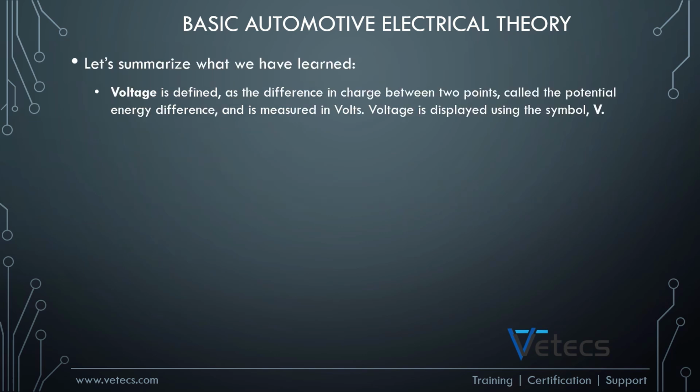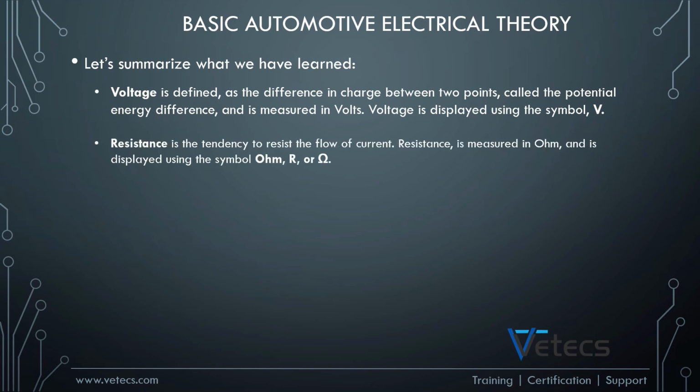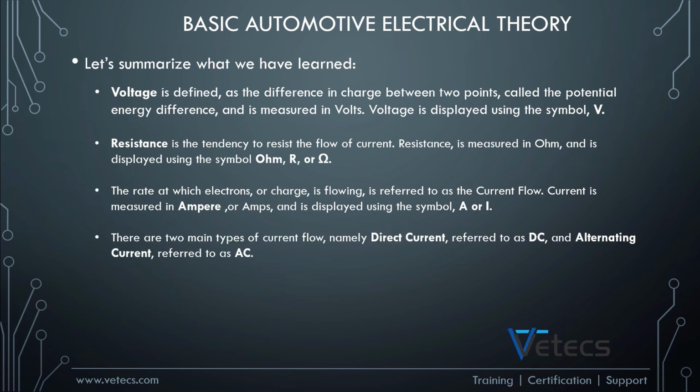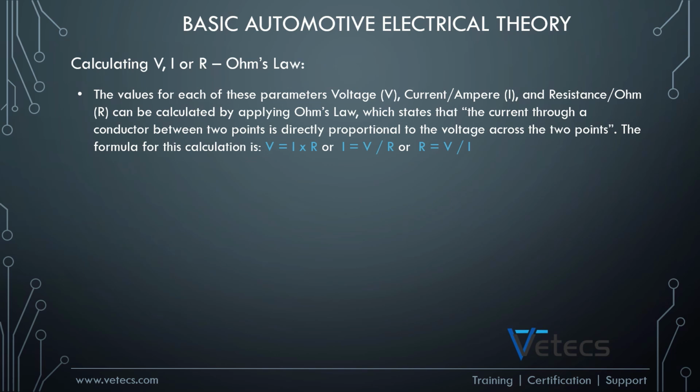Let's summarize what we have learned. Voltage is defined as the difference in charge between 2 points, called the potential energy difference, and is measured in volts. Voltage is displayed using the symbol V. Resistance is the tendency to resist the flow of current. Resistance is measured in ohm and is displayed using the symbol ohm, or R. The rate at which electrons, or charge, is flowing is referred to as the current flow. Current is measured in ampere, or amps, and is displayed using the symbol A, or I. There are 2 main types of current flow, namely direct current, referred to as DC, and alternating current, referred to as AC. This section explains how these values can be calculated.